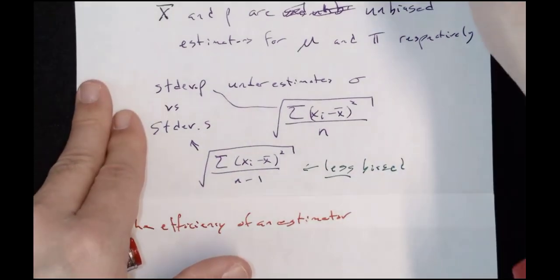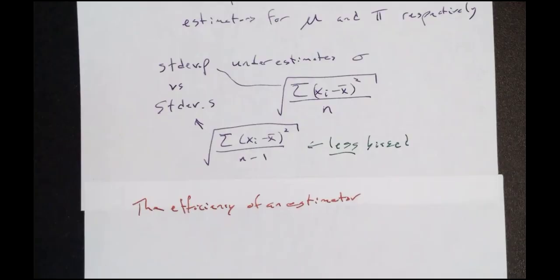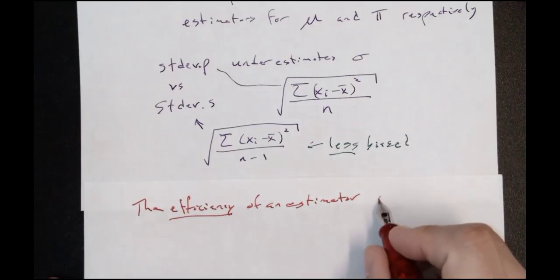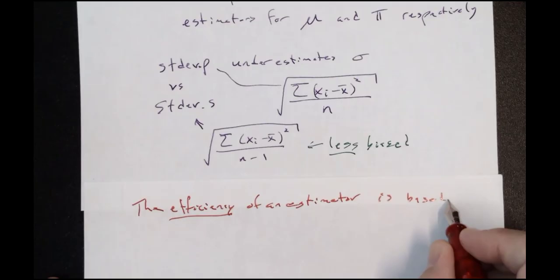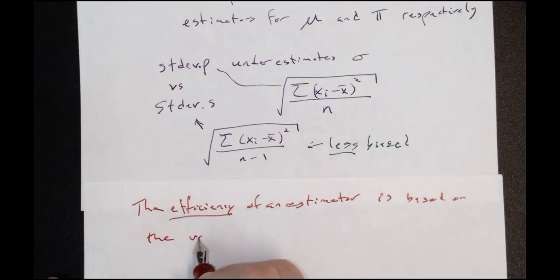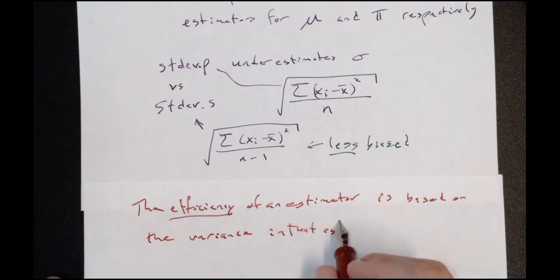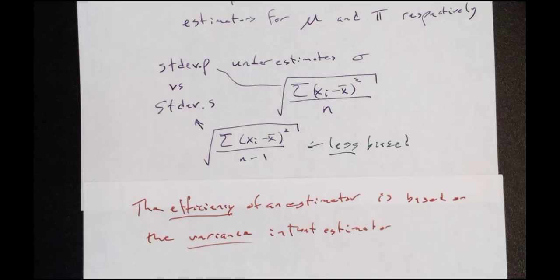Remember, I said that the estimator itself is a random variable. It has a distribution. If it's got a distribution, that distribution has properties. We're going to say that the efficiency of an estimator is based on the variance in that estimator. A smaller variance means a more efficient estimator.